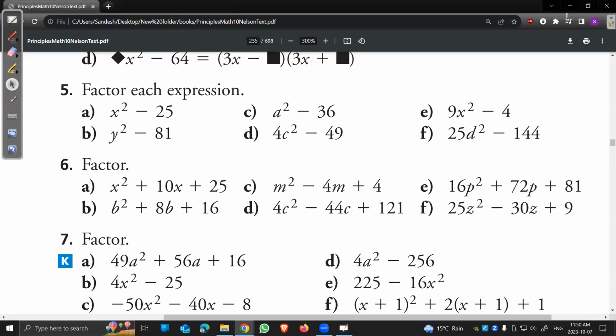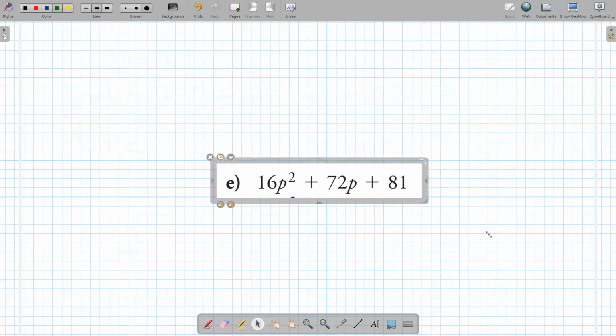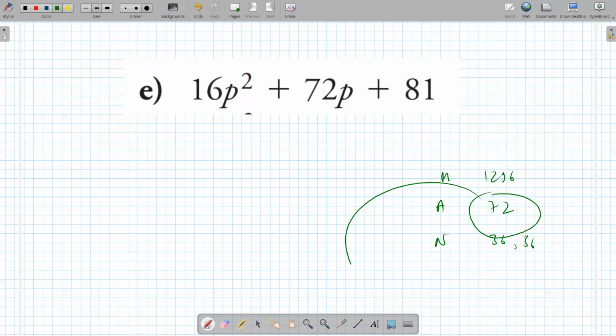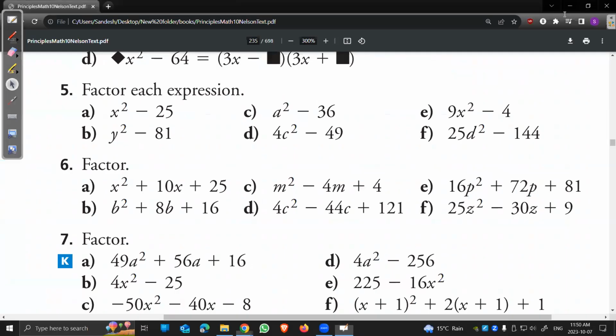Like here, it's going to be 36, 36, I bet, but we can double check that. It's going to multiply to 81 times 16, which is 1296. It's going to add up to 72. I'm thinking 36, 36. Let's try 36 times 36, and yes, it works out. So in fact, every single time, if it's a perfect square, your two numbers are going to be exactly half of whatever the b value is.